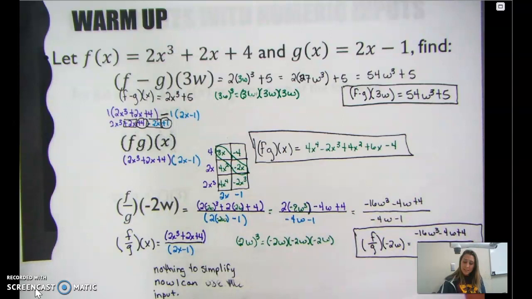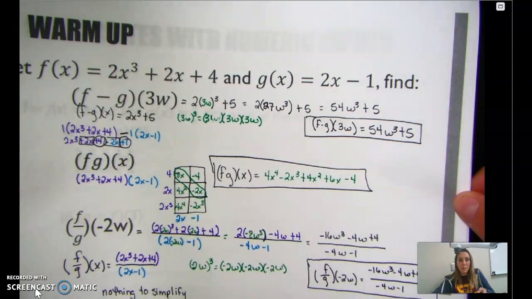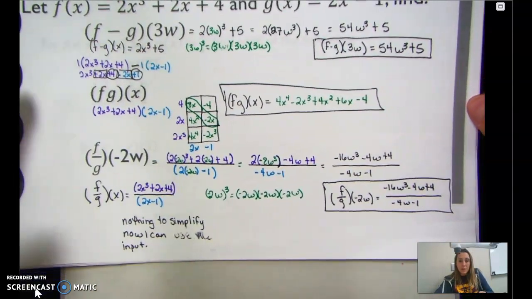So my final answer is right here. I could factor out a 4 here, but it wouldn't really help me because I can't factor anything out here. So that is my final answer. And it looks like my face is in your way, so I'm going to move this up. So there's the final answer.